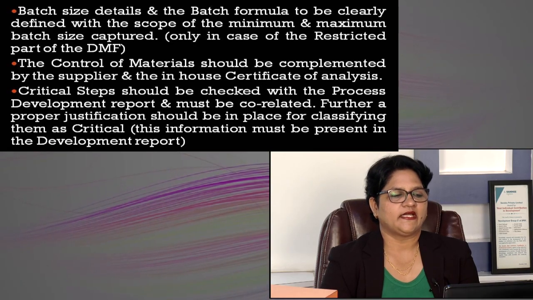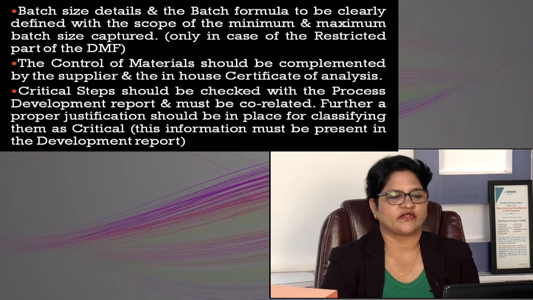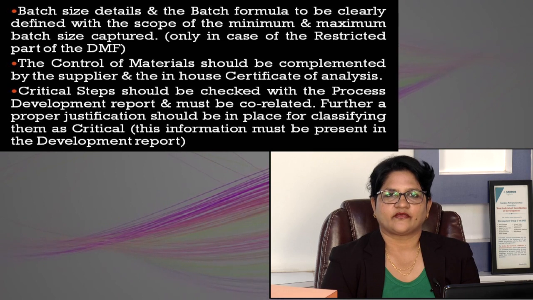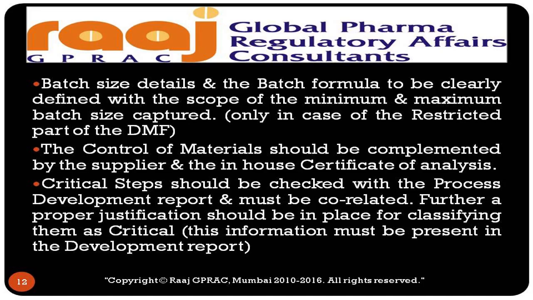Then batch size details and the batch formula are to be clearly defined, with the scope of the minimum and maximum batch size captured only in case of restricted part of the DMF. The control of materials should be complemented by the supplier and the in-house certificate of analysis. So critical steps should be checked with the process development report and must be correlated. Further, a proper justification should be in place for classifying them as critical. This information must be present in the development report.